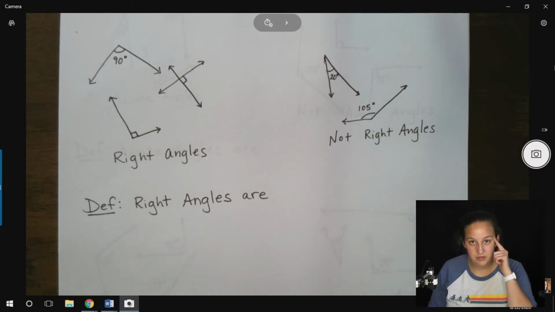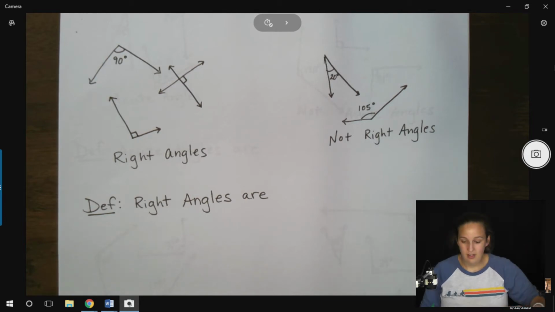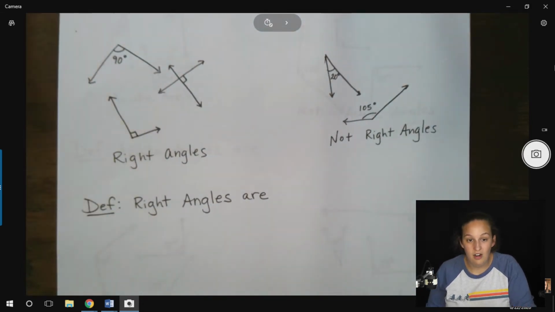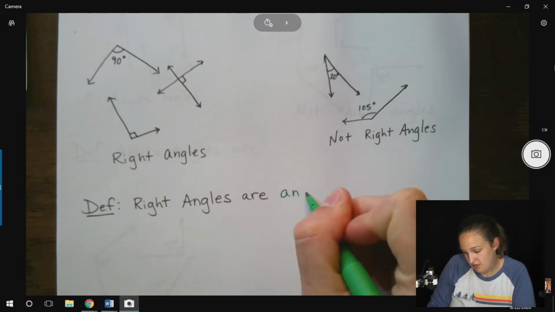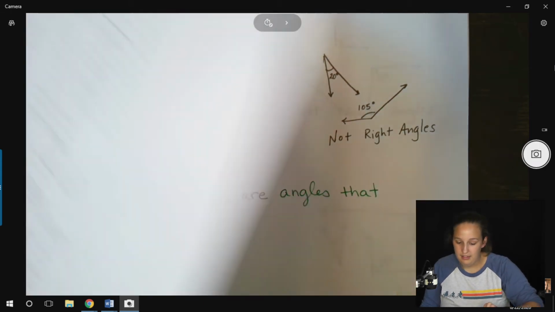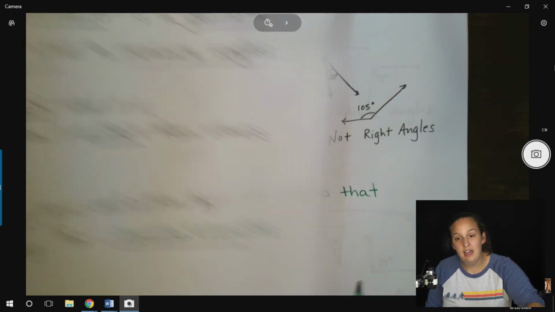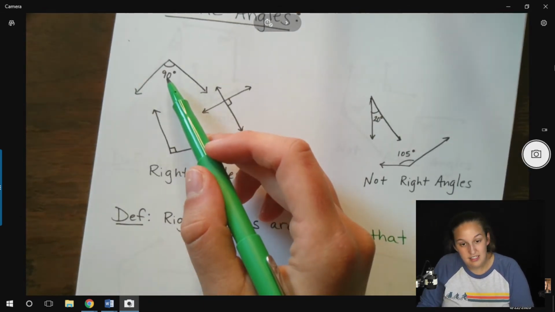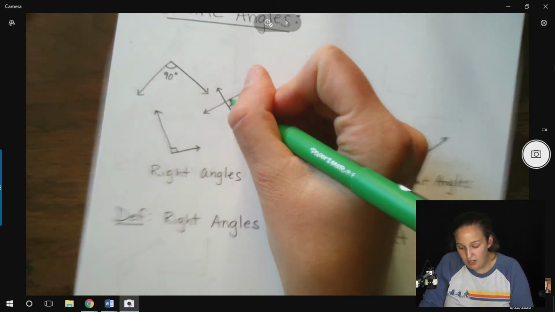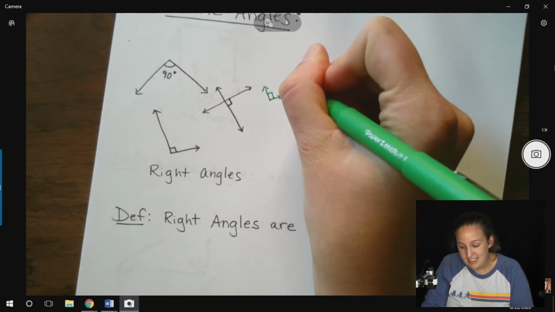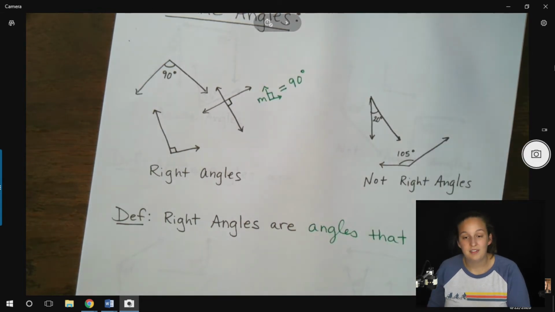Okay, so the first thing you want to do is classify. What is it? Well, right angles are types of angles. So right angles are angles that, second thing we want to do, how does it differ from the others? Let's look at it. This is 90 degrees. When you put a little square for an angle, it means that the measurement of that angle is 90 degrees.